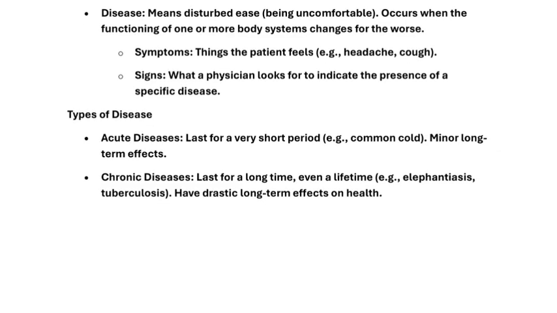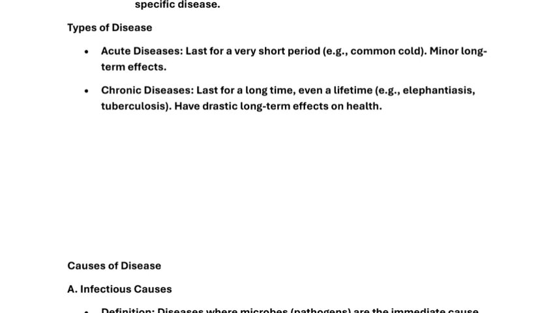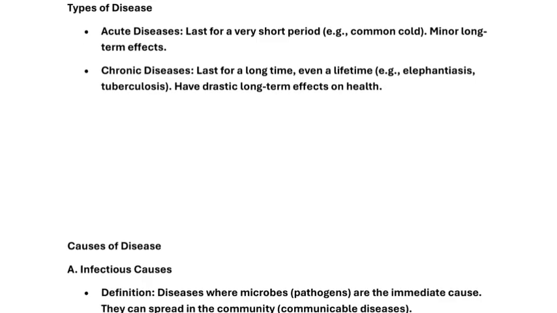Symptoms are things the patient feels, for example headache, cough. Signs are what a physician looks for to indicate the presence of a specific disease. Types of disease: acute diseases last for a very short period, example the common cold, with minor long-term effects. Chronic diseases last for a long time, even a lifetime, examples elephantiasis, tuberculosis. They have drastic long-term effects on health.